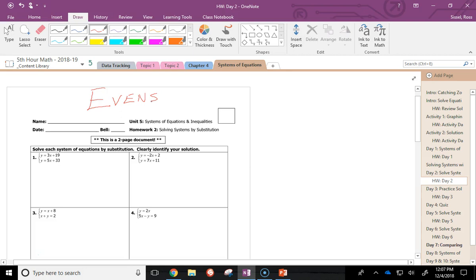So, I'll give you this worksheet. Take your notes. Make sure you put them in your 3-ring binder. So, you should have day 1, day 1's homework, day 2 notes, and for homework, you are doing the evens.